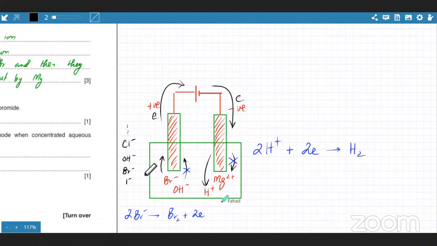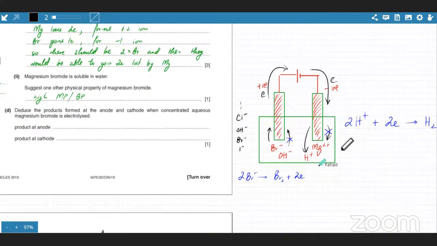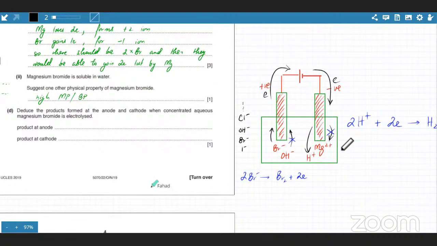So I've gotten the products at cathode and anode now. At cathode, it's going to be hydrogen gas. So the product at cathode is hydrogen, and the product at anode is going to be bromine.